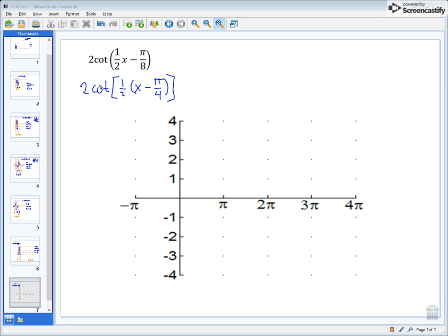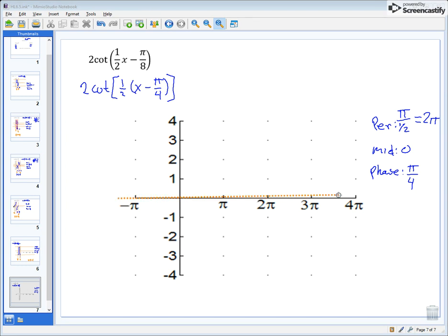Remember, cotangent doesn't have an amplitude. It's like tangent. The period for tangent and cotangent is pi. So we have pi divided by a number of cycles, which makes our period 2 pi. We have a midline of 0. And we have a phase shift of pi fourths. So we're going to move it to the right, pi fourths.